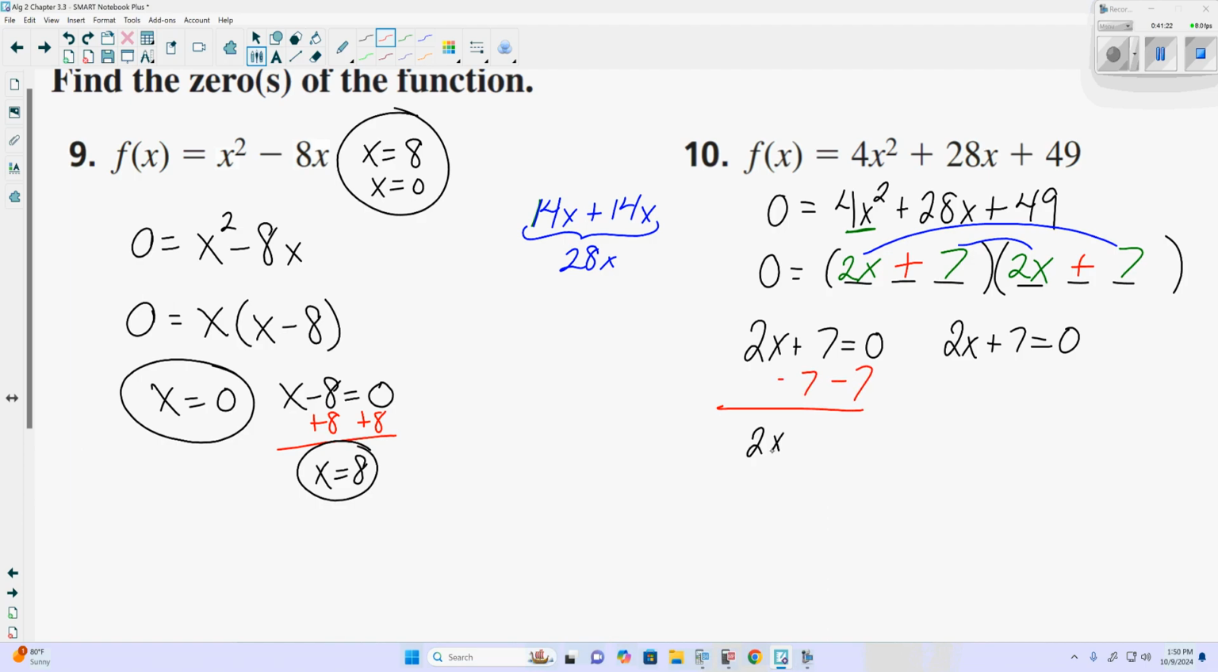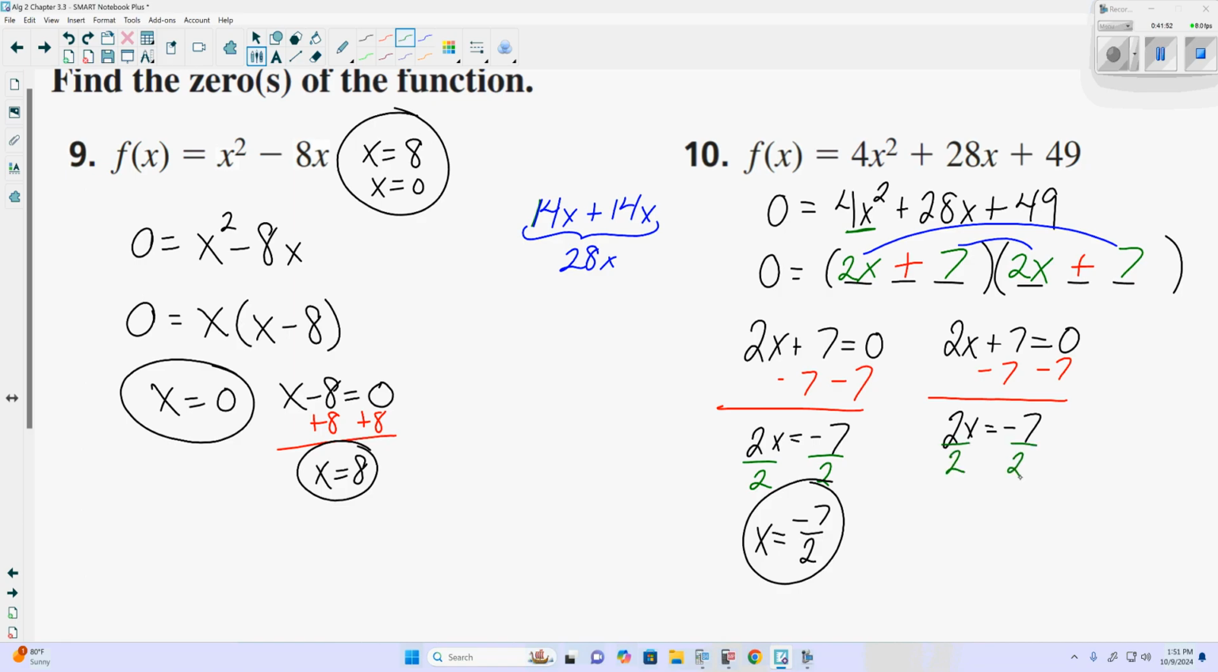Subtract 7 from both sides, telling us 2x is equal to -7. Then we would divide by 2, telling us x is equal to -7/2. Interestingly enough, we would do the exact same thing on the other side, telling us that x is still just -7/2. Questions on any of this here? That's it.